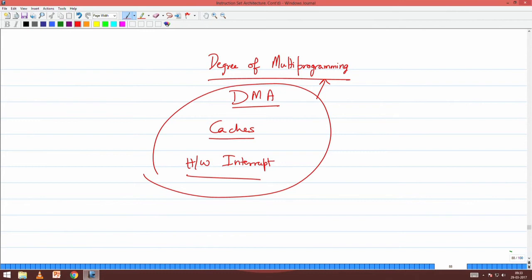What do we mean by a degree of multiprogramming? The number of processes that we need to execute at the same point of time, processes that can be ready for execution. We saw issues like IO burst and CPU burst. I think I have covered this, but anyway I will cover it once more. So what is the IO burst? What is the CPU burst?